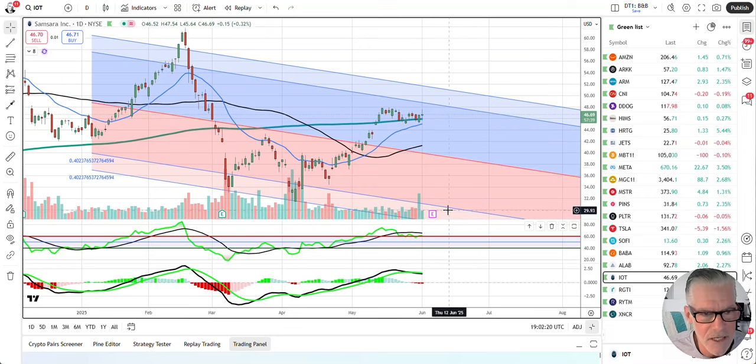Keep an eye on IoT. It reports earnings this week. It's one of my favorite software names. It is doing a nice cup and handle, nice rounded bottom, shallow handle, right in the spot where you want it, right at the 200.